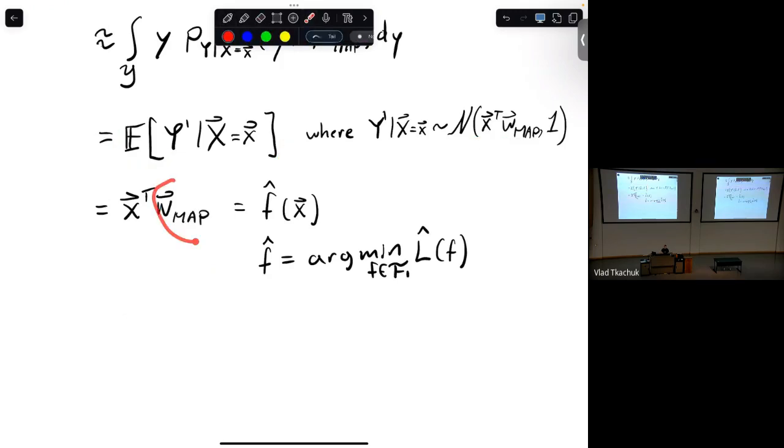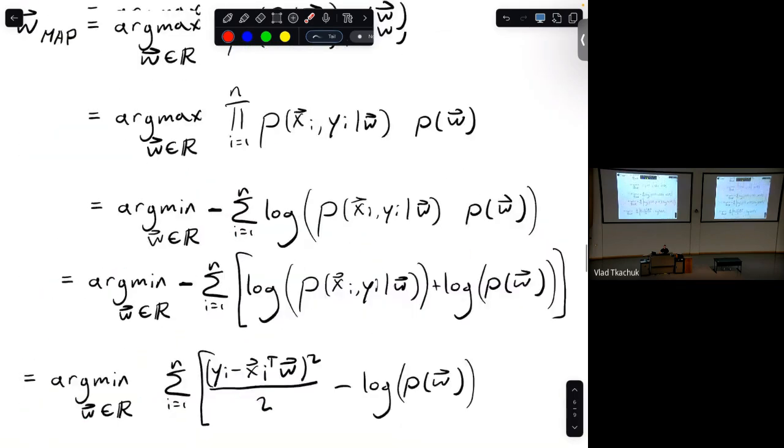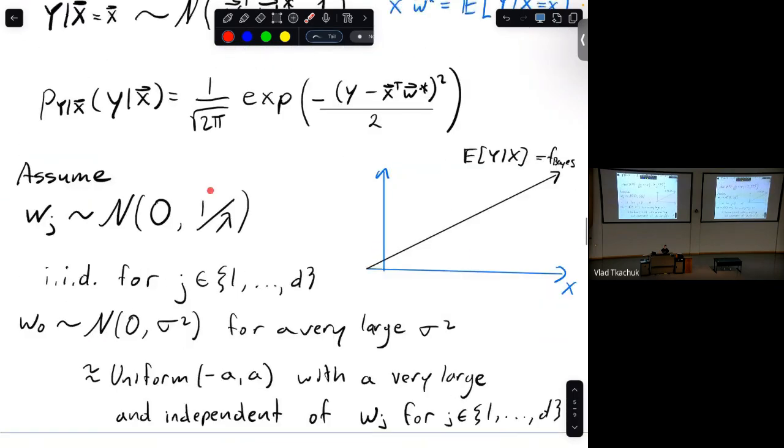And this W map is exactly equal to this F hat lambda we've seen before, where F hat lambda minimizes the regularized empirical risk. And so it turns out that you can think of this regularization as doing this MLE thing, but with some prior knowledge on the parameter. The prior knowledge on the parameter is in terms of a normal distribution that has variance equal to 1 over lambda, right? And now we can think about this.